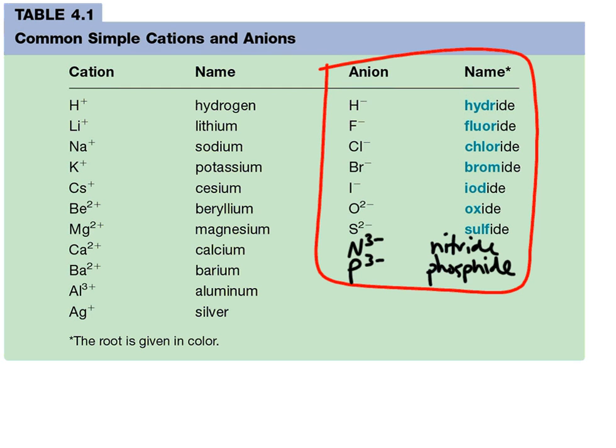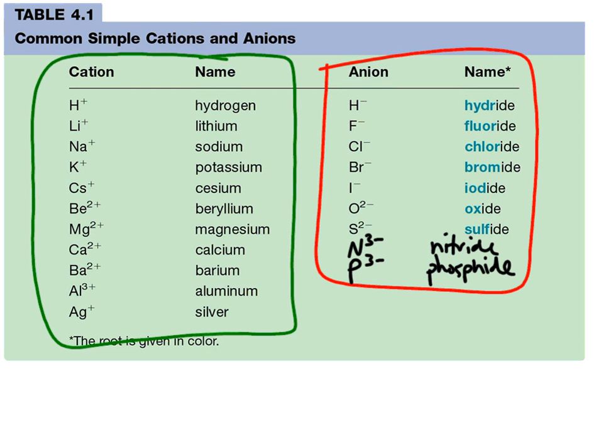Now, these guys all over here all happen to be type 1 cations. The reason why they're called type 1 is because if you look at the charges, there's only one type of charge. Hydrogen is only a +1 charge. Lithium can only be a +1 charge. Sodium can only be a +1 charge. Beryllium can only be a +2 charge. Aluminum can only be a +3 charge.